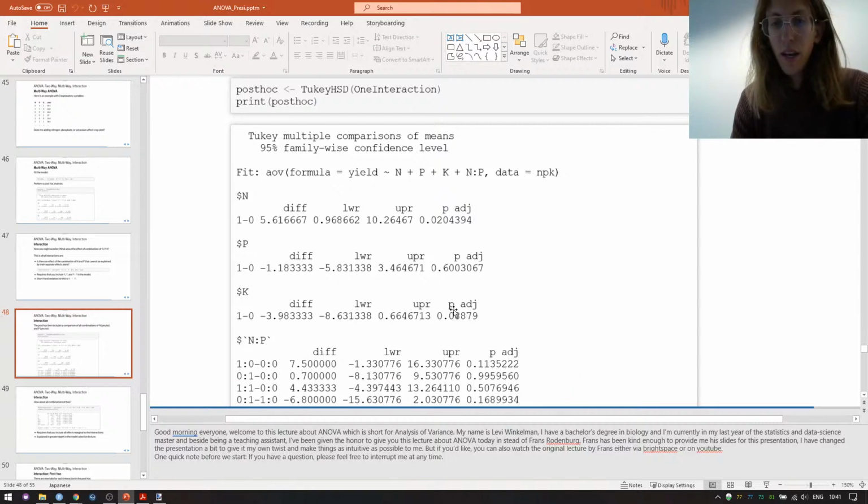And these are the combinations of nitrogen and phosphorus. So this would be adding just nitrogen. This would be adding just phosphorus. And this would be adding both, for example.